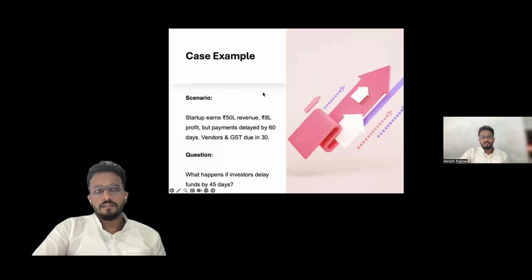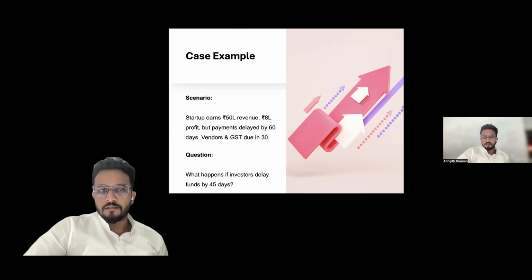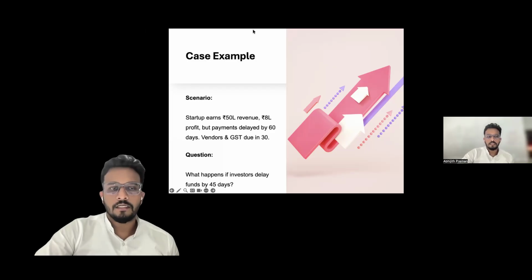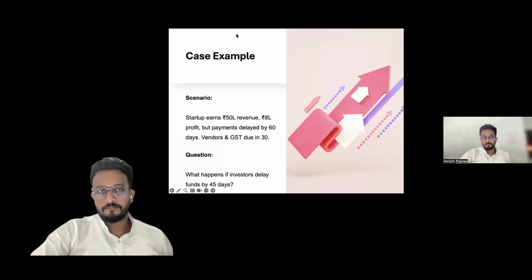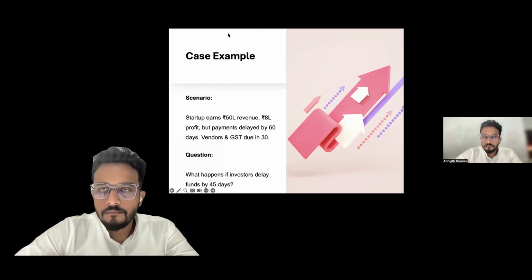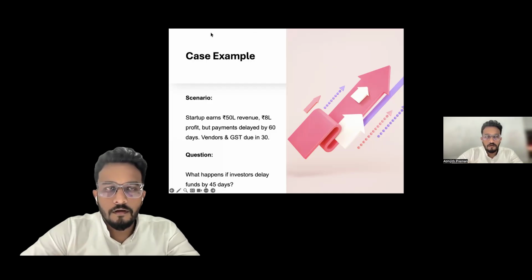This is actually a case example. A startup earns 50 lakhs revenue, 8 lakh profit, but payments are delayed by 60 days. Vendors and GST are due in 30 days. My question is, what happens if investors delay funds by 45 days? Can anyone answer? If anyone wants to answer, you can either raise your hand or put it in the chat box.